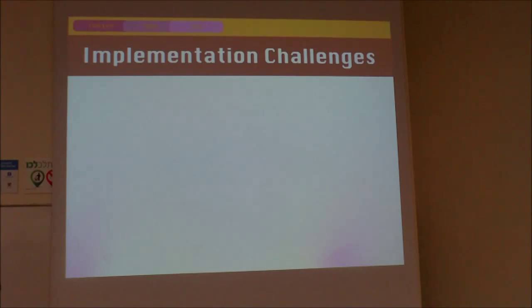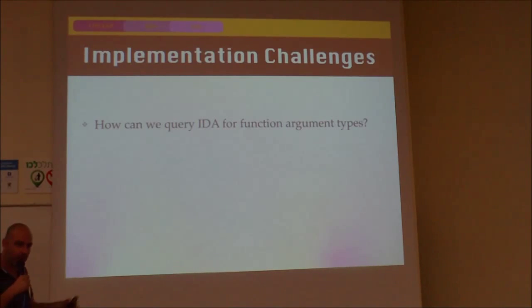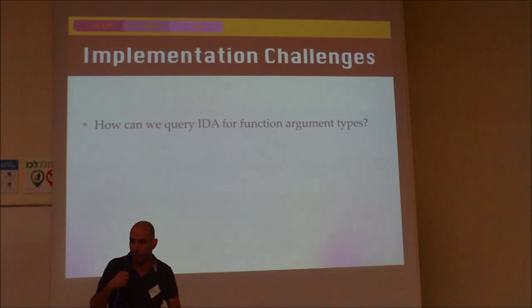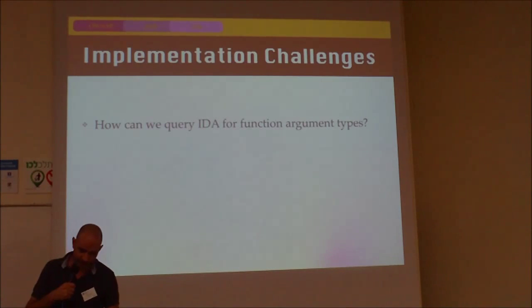So let me just quickly go through some implementation challenges of making this plugin. First of all, how can we actually query IDA for function arguments? I mean, okay, we have them there, but how do we use the API to query them? That's not a trivial question at all. It might sound like it, but it's really not.